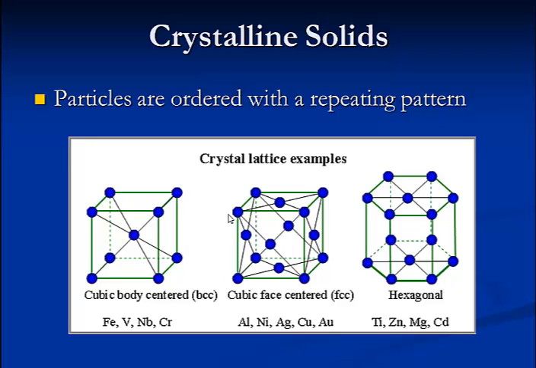We have cubic body centered here. We have cubic face centered and hexagonal. And you can see some regular atoms, elements from the periodic table that would fall under those categories. So that means that at every one of these dots would be an atom of, for instance, iron. Iron, if you could get to the very smallest level of iron, you would see that the atoms of iron line up in this pattern. They make a crystal lattice pattern.